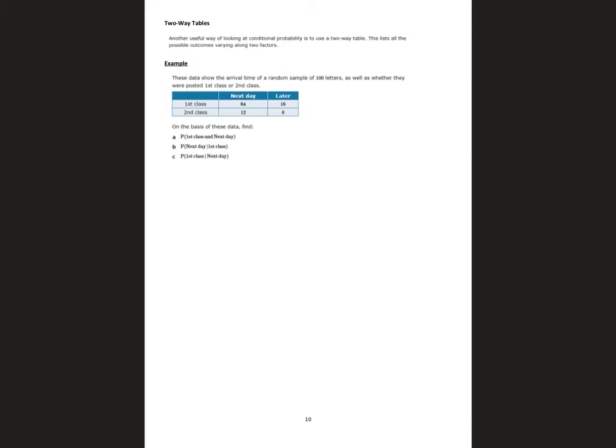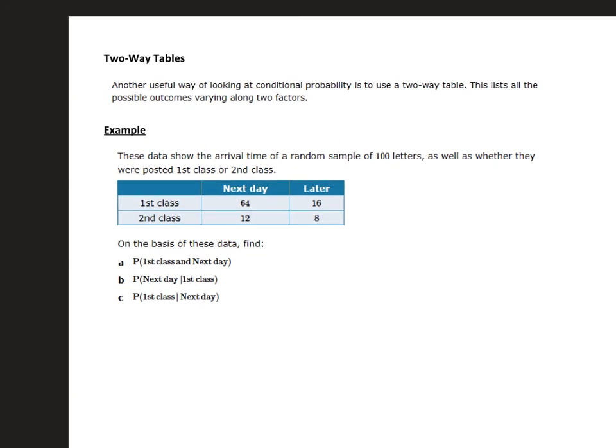Okay, so far we looked at Venn diagrams. They're really useful. Another useful diagram that we can use for conditional probabilities is two-way tables. So let's just do a quick example. These data show the arrival time of a random sample of 100 letters. I'm going to highlight the number 100, as well as whether they were posted first class or second class.